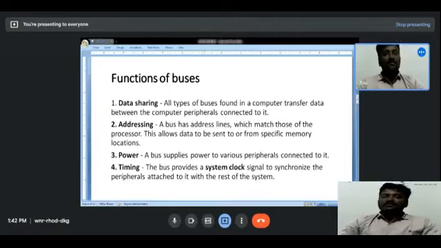Okay, next one is power. A bus supplies power to other computers. For example, the bus is nothing but a cable, that is, a group of lines, right? So with the help of that only we can give proper power to the system or other peripheral devices. So next one is timing.